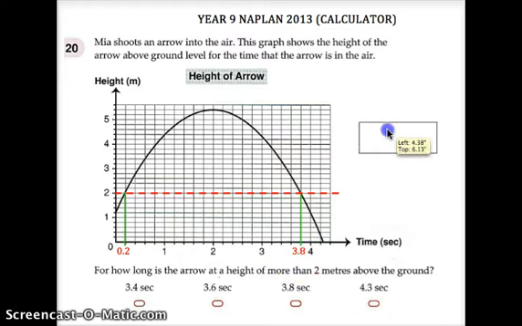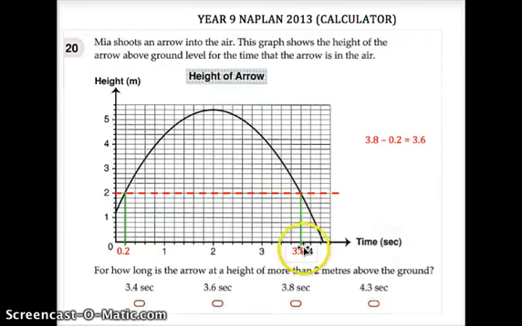So now to see how long the arrow was at a height of more than 2 meters above the ground, you would do 3.8 take away 0.2, which is 3.6. So the answer is 3.6.